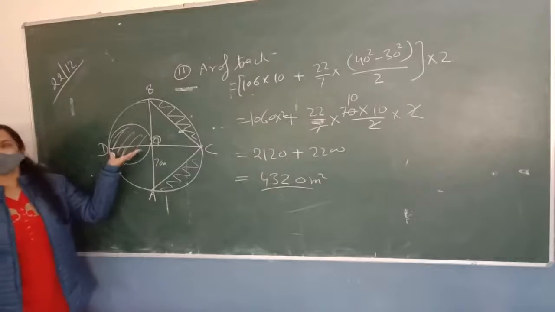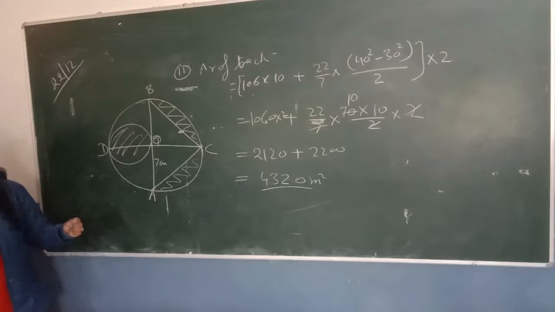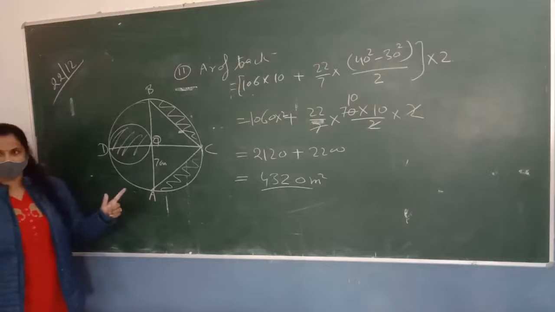So how can you find the area of this circle? Pi r square. Yes, pi r square. And what is the radius here? 3.5, yes. Okay, good. Good, Kashish. Sit down, beta.